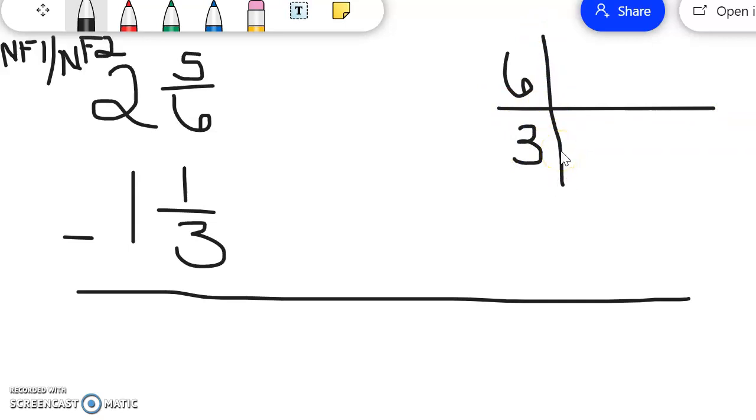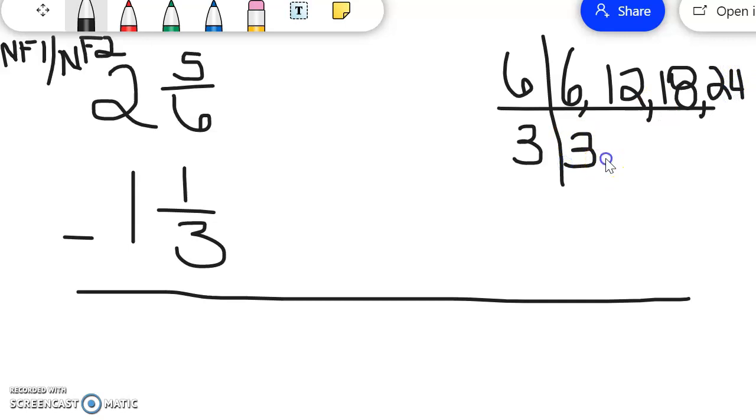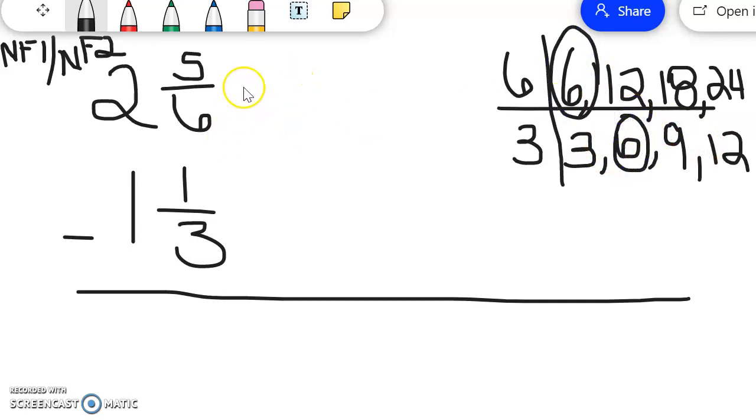Now, multiples are the products of these numbers multiplied by other numbers. 6 times 1 is 6. 6 times 2 is 12. 6 times 3 is 18. 6 times 4 is 24. And then with 3, I can skip count by 3. 3, 6, 9, 12. What's the lowest number that 3 and 6 have in common? 6. So 6 is my least common denominator.